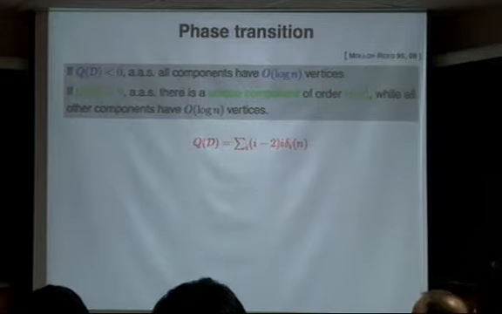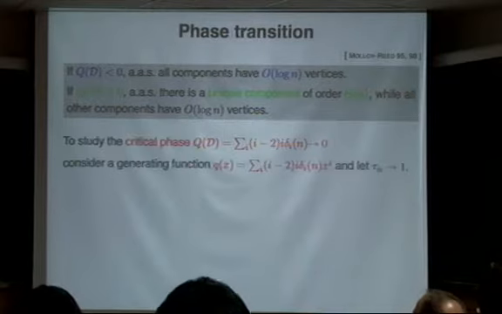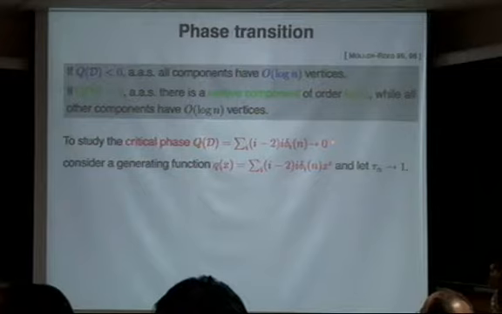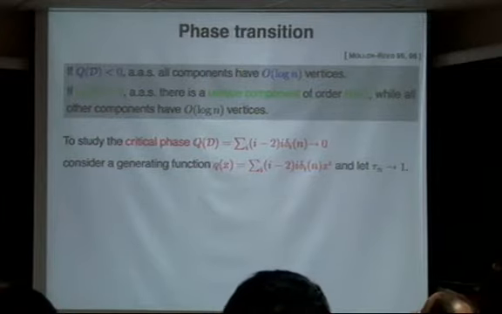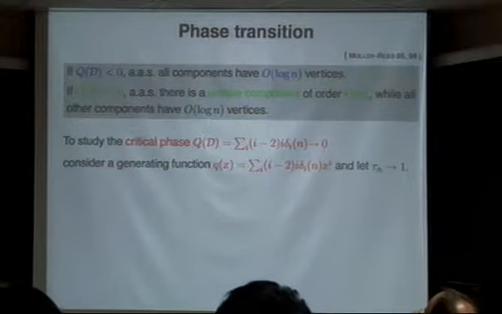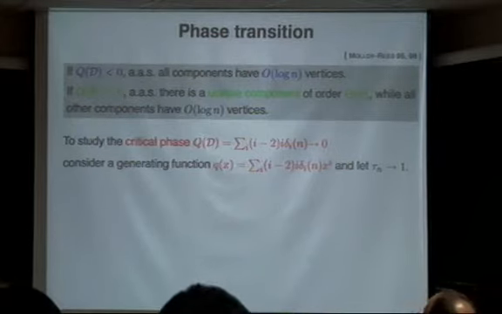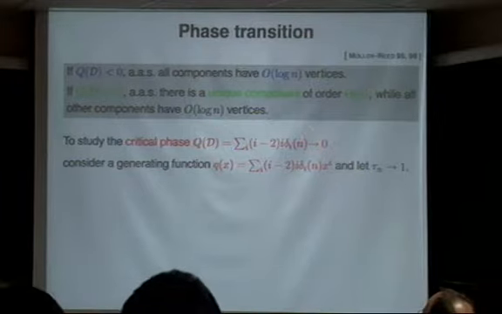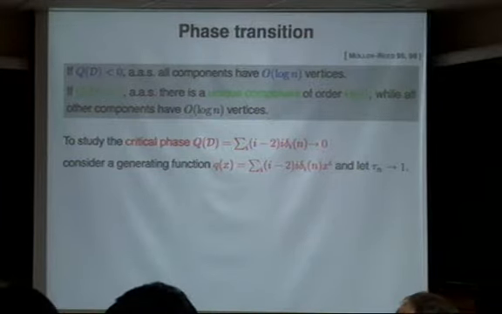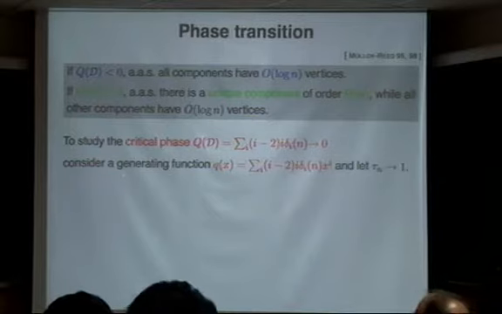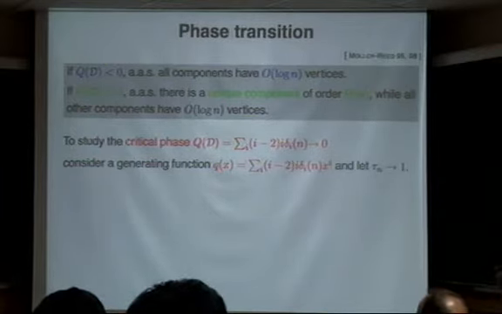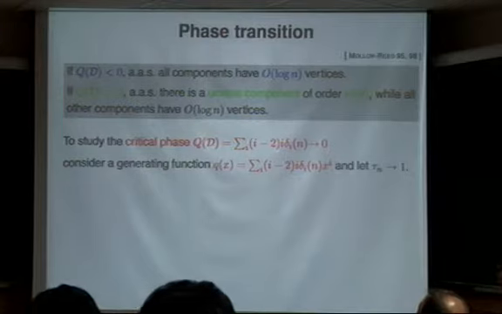Now, having this result, you might wonder what happens in the critical phase, namely when the quantity Q(D) tends to 0. We need a measure of how fast Q(D) converges to 0. As this quantity looks rather complicated, we consider a more convenient object, namely the so-called generating function. So let q(x) be the generating function related to this Q(D).